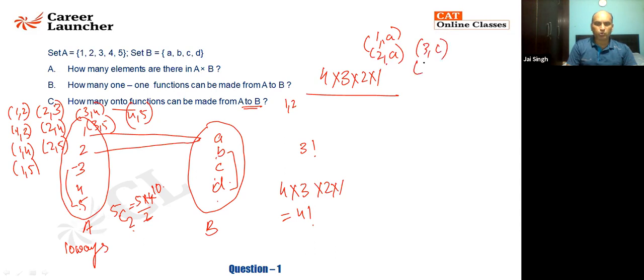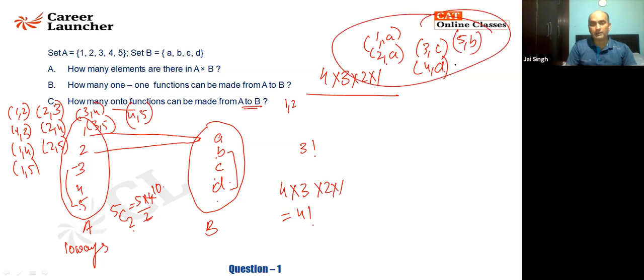3 का c के साथ हो गया, 4 का d के साथ हो गया और 5 का b के साथ हो गया. तो ये onto तो हो गया. All of the elements of b are connected with the elements of a. Is it fine? अवनीश, आपको समझ में आया ये?